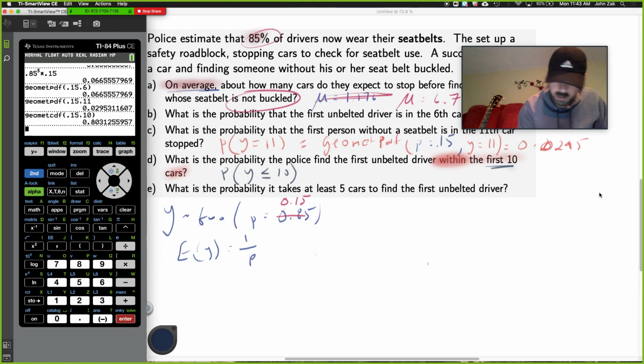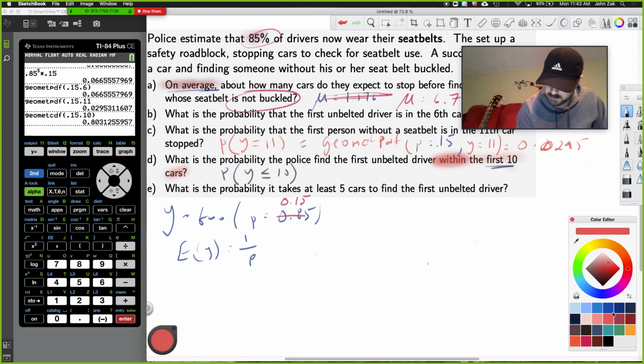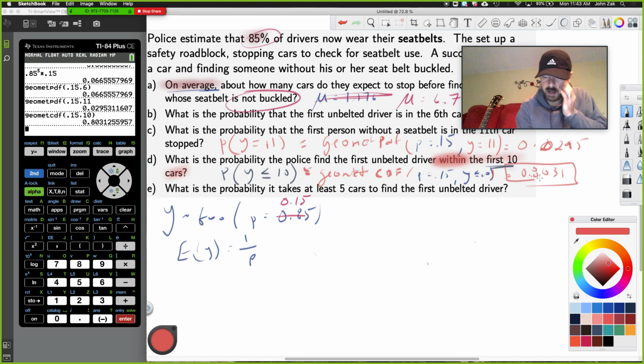In fact, I'll write that down. So we'll end up getting the same thing as, let me switch back to this guy, geometcdf. We're doing a CDF, and again, we'll do a p of 0.15, and this time Y is less than or equal to 10. That's the way it works, right? And we got an answer of 0.8031 approximately. So an 80.31% chance that it would happen within the first 10.